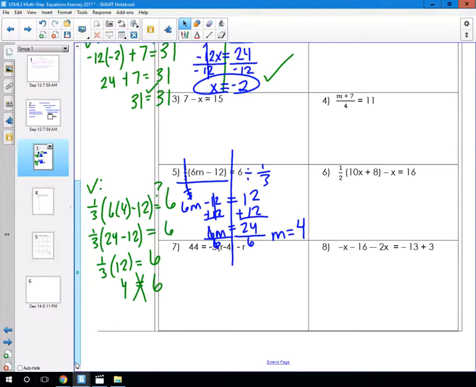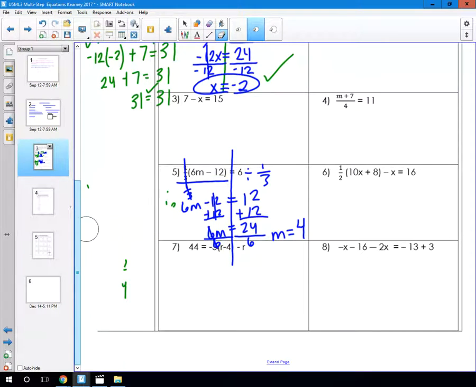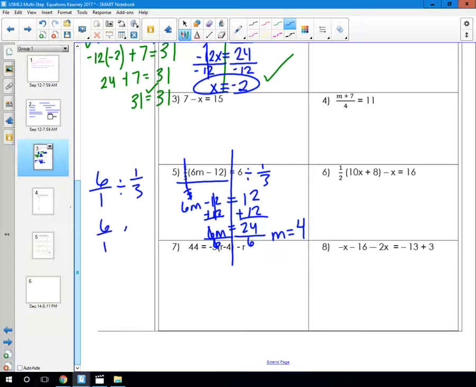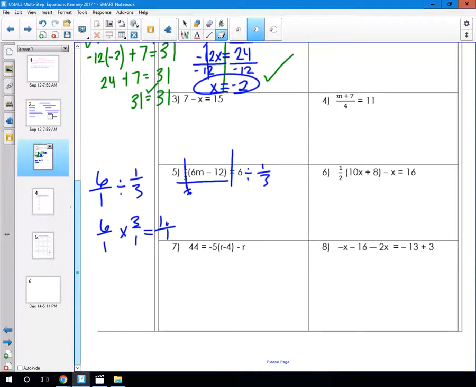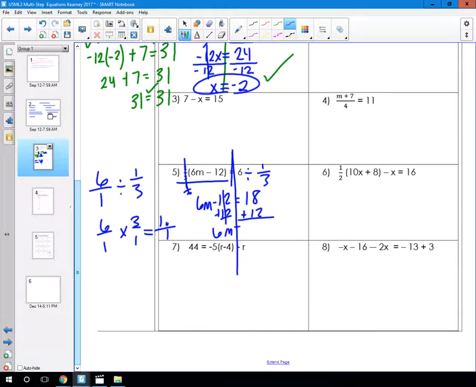So let's go back up to the top. We divided both sides by 1/3. And when I divided 6 by 1/3, I can already see my mistake. Keep, change, flip, and 6 times 3 is 18. Silly Miss Kearney. So that should be 6m minus 12 equals 18. And now we can just quickly solve. Minus 12, so we're going to do opposite, add 12, add 12. So 6m equals 18 plus 12.